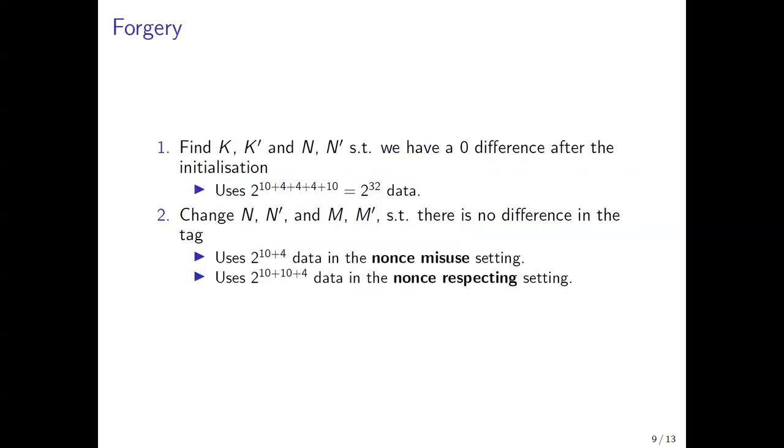So now the whole attack is here. After we need 2^32 data to get through the initialization until we can observe it. And then we need 2^10 data to get a nonce that has a zero difference. So basically we'll get a forgery.